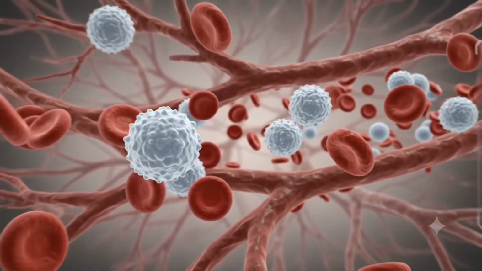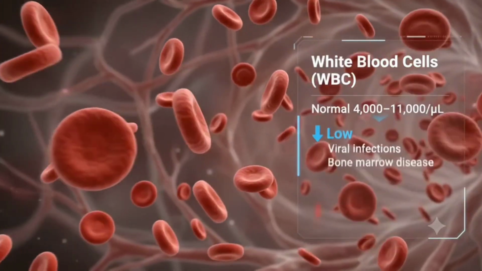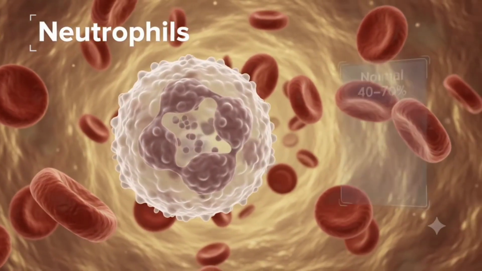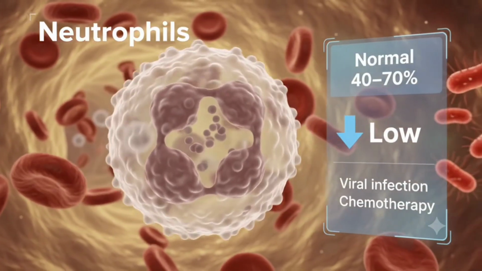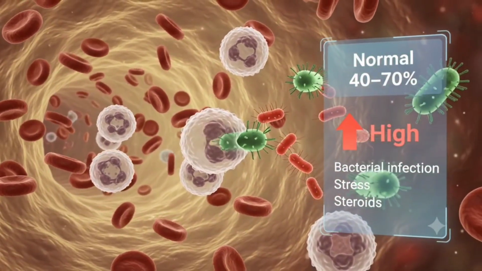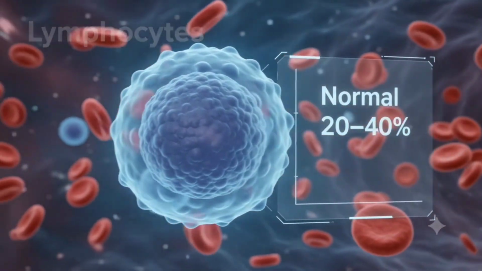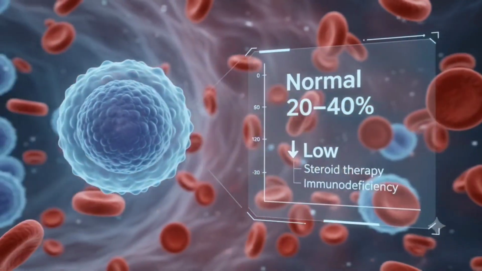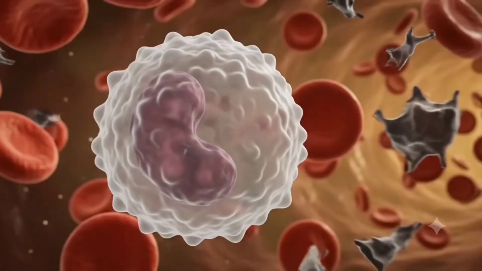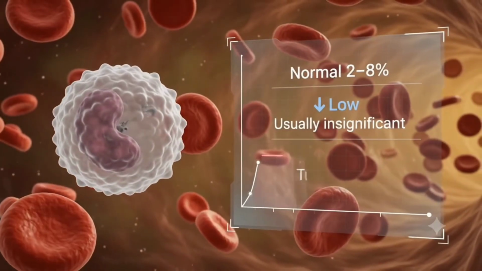White blood cells protect your body against bacteria, viruses, and other infections. Neutrophils are the first line of defense against bacterial infections. Lymphocytes help your body fight viral infections and produce antibodies. Monocytes remove dead cells and help fight chronic infections.